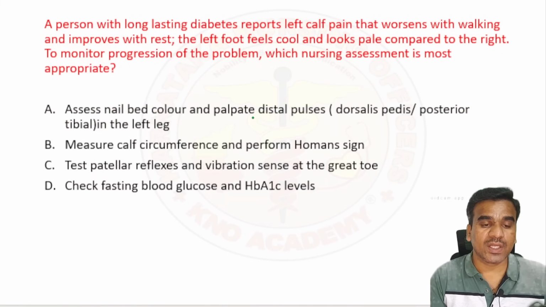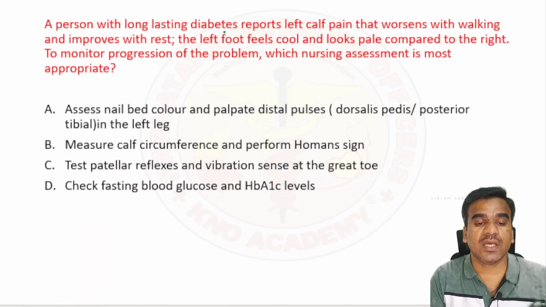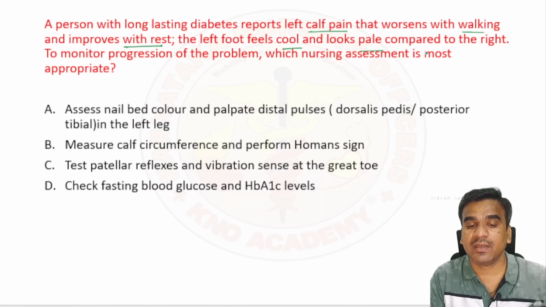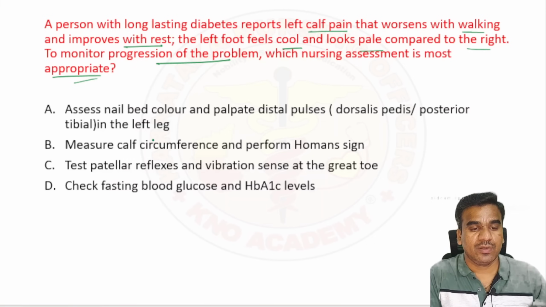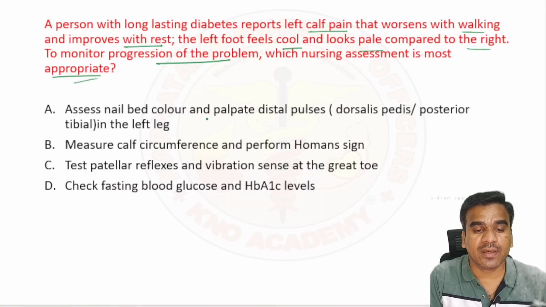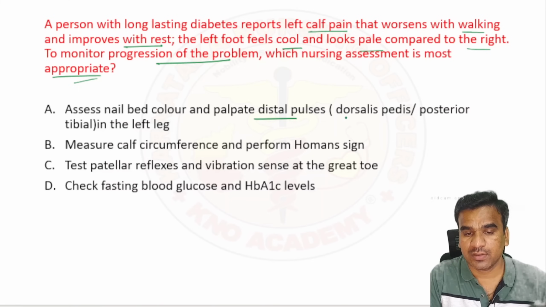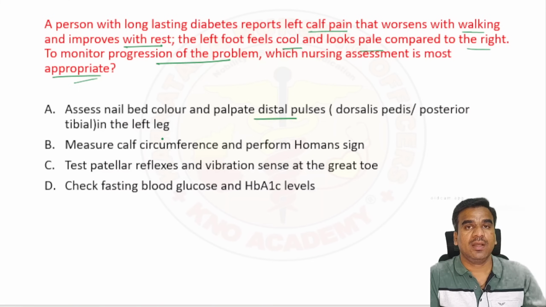Okay. The next question: a person with long-lasting diabetes has left calf pain that worsens with walking. This is very, very important. It improves with rest. The left foot feels cool and looks pale compared to the right, and the nurse needs to monitor the progression of the problem. Which nursing assessment is most appropriate? Here we can see: assess nail bed color and palpate the distal pulse, dorsalis pedis or posterior tibial, in the left leg.